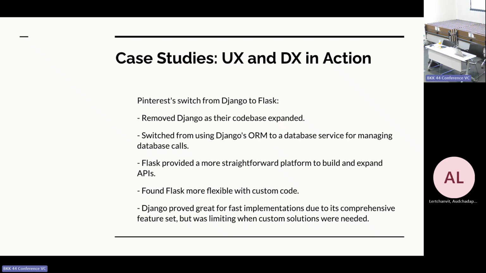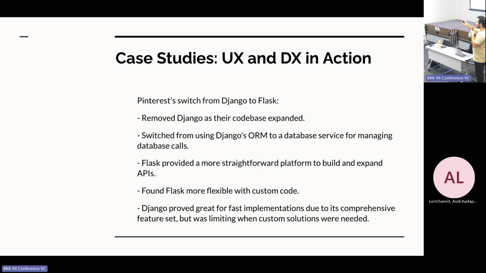ORMs are, again, a hated topic. Some people really like ORMs. You don't want to write SQL. You just define it as an object. It's pretty nice. Some people really don't like ORMs because they can be inefficient. You're not directly interacting with your database. So they didn't like that. Again, as we mentioned, Django comes with its own ORM. They had a database service for managing database calls.